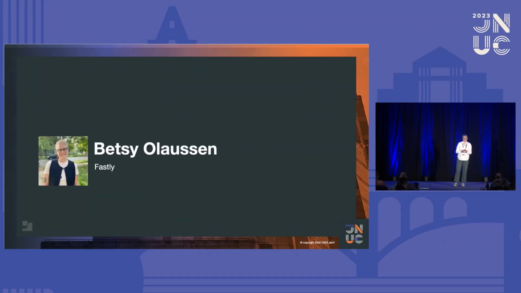So my name is Betsy. I work for Fastly, and I'm a senior client platform engineer. What that means for me is I do a lot of project planning. I plan out our roadmap for the year. I work on a lot of automation tools, such as GitHub Actions. I work on documentation, and I do a lot of training. So this is my second time attending JNUC. First time was last year in San Diego. And this is actually my first time presenting at a conference. So if I seem a little nervous, that might be why.